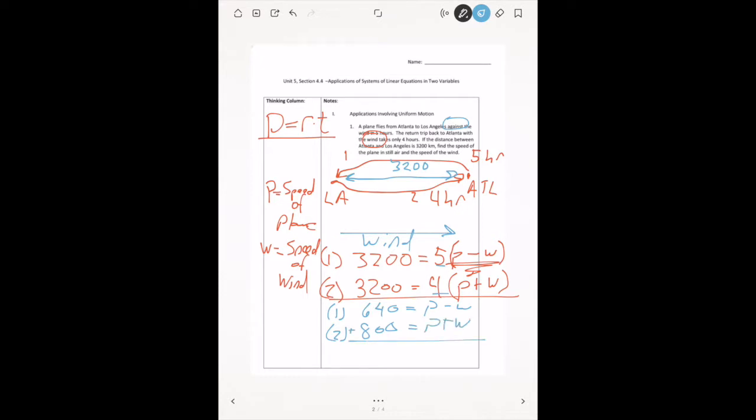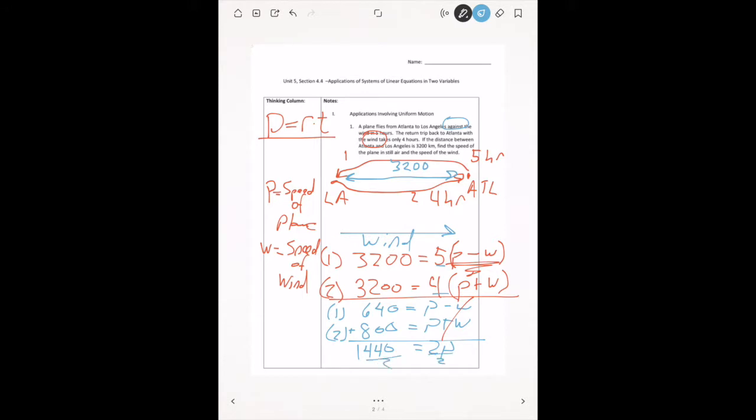This is much easier to solve. I'm going to do the addition elimination method. And what do you know? I'll change colors here. The w's cancel out. And what are we left with? Well, p plus p is 2p. And 800 plus the 640 should give me 1,440. All right. Divide both sides by 2.